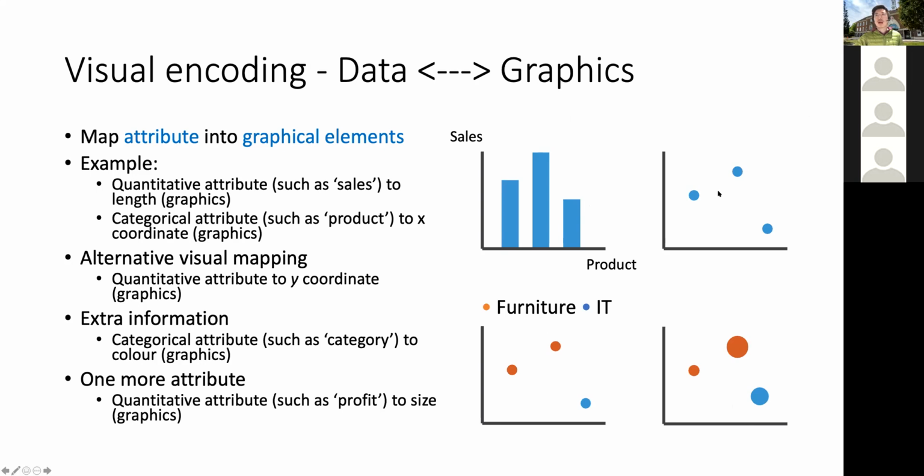So just to quickly recap, visual encoding is how you map the data onto graphics. As we can see, there are many different ways, and each of them is an alternative visual mapping. Some of them are better than the others, depending on how you design, and you can add more than one attribute, 2, 3, or even 4 into one visualization. And we're going to talk a little bit more about what will be the most effective way to do this a little bit later.